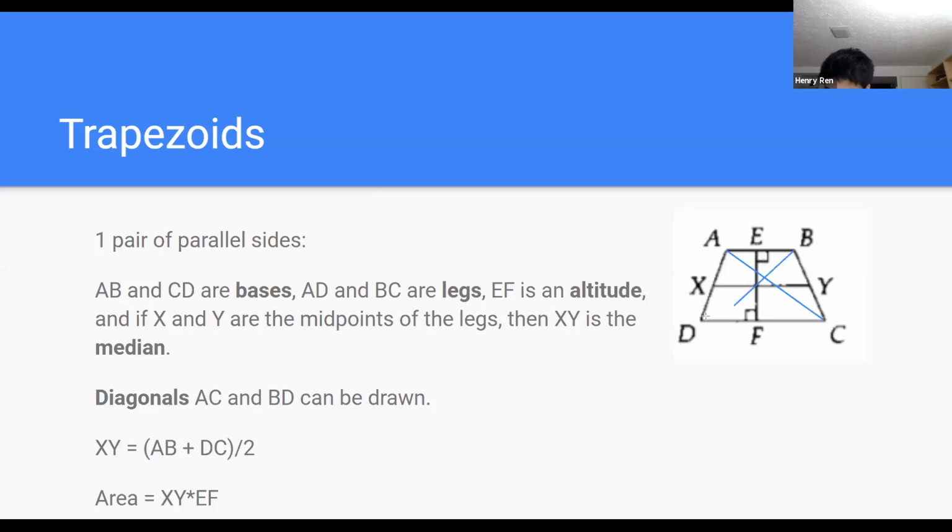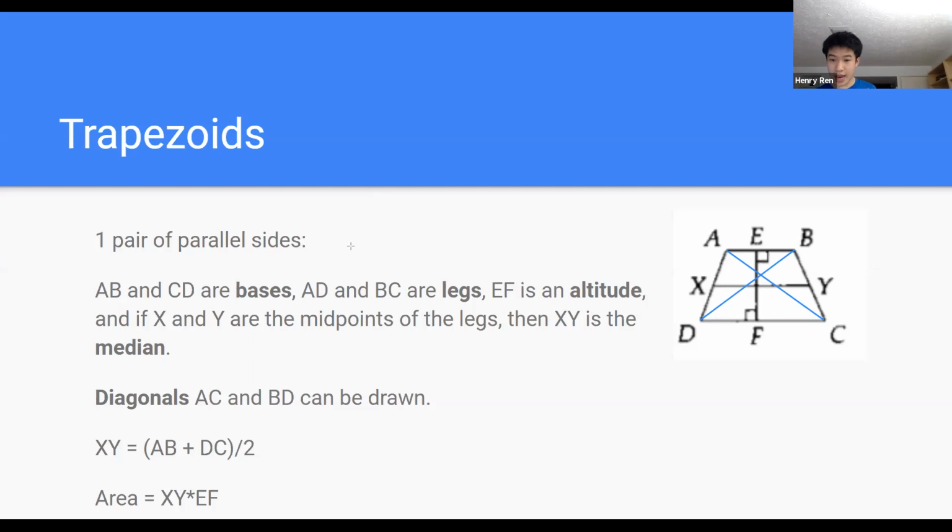All right, let's draw diagonals AC and BD. In this case, XY is going to be equal to AB. Oh, sorry. The diagonals were just there to define. So AC and BD are the diagonals. That's where you connect 2 opposite vertices to each other.